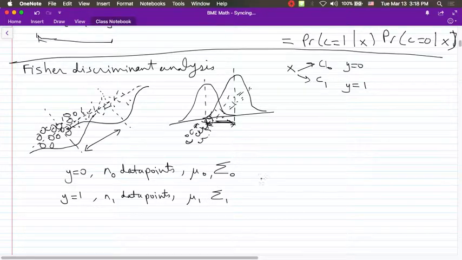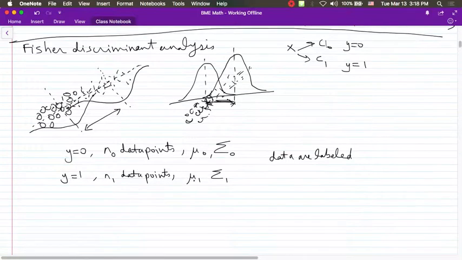So what's important is that, as before, our data are labeled. So we're building a model based on labeled data, right? So a teacher is there that tells us this data belongs to class 1, this data belongs to class 0. Well, how many data points do you have in each class? N0 and N1. What's the mean of each class? What's the variance of each class?